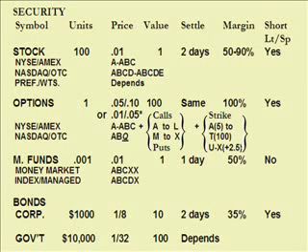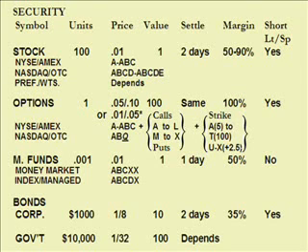Securities come in the form of stocks, options, mutual funds, and bonds. Stocks trade in multiples of 100, which are called lots, with the occasional odd lot trade for an amount less than 100. These trade in pennies, which changed from eighths some dozen years ago. The value of each one of these in terms of dollars is 1 for 1.